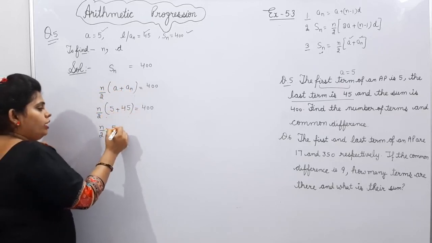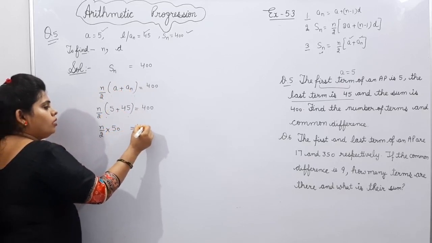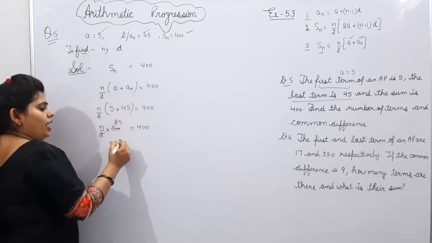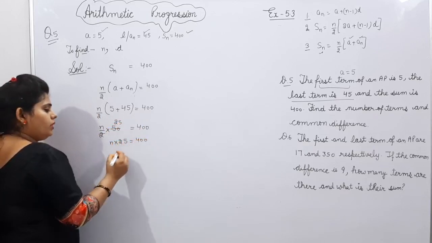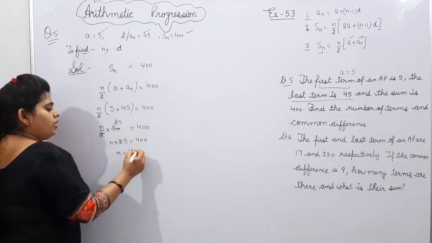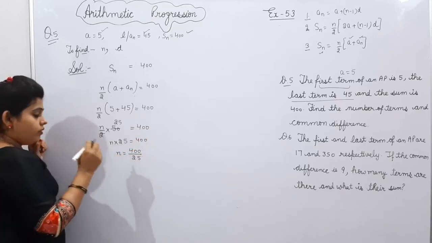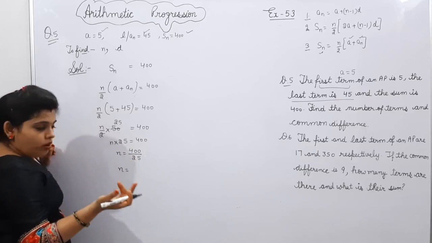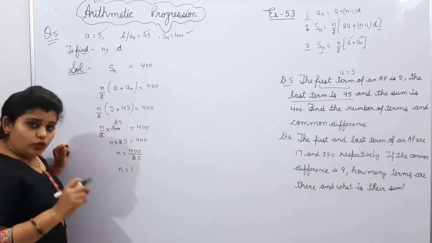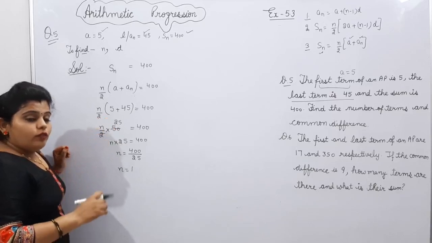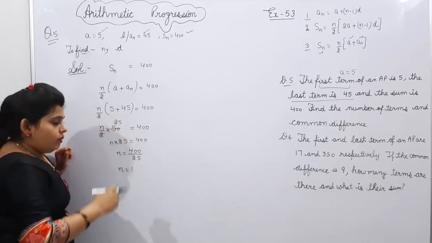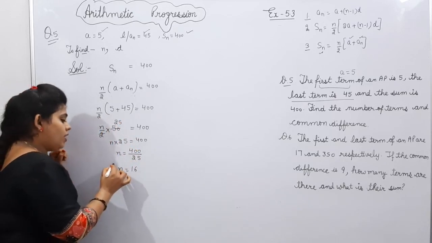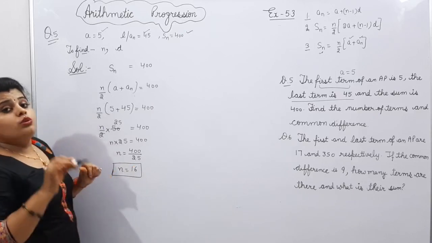45 plus 5, 50 is equal to 400. And from here, n into 25 is equal to 400. Now n is equal to 400 divided by 25. Now on dividing, 25 2s are 50, it will be more than 25 1s are 25, and 40 minus 25 we will get 15. So from here 150 it will become, and 25 6s are 150. So from here we get the value of n, and this n is equal to 16.